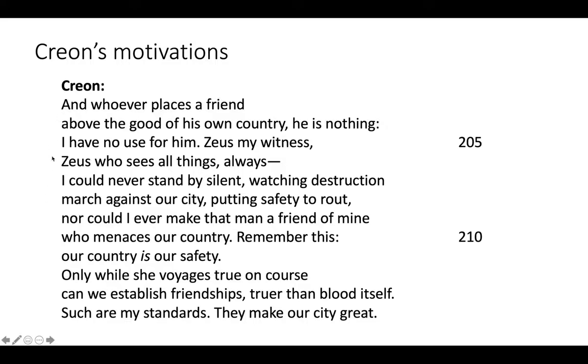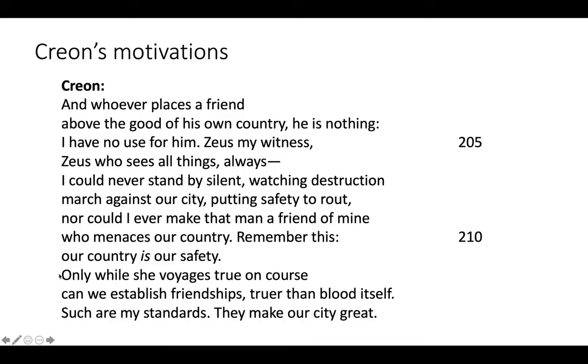So he's basically saying that the war that Polynices brought on the city was a menace. So he says he would never make a friend of mine who menaces our country. Polynices brought war onto Thebes. Therefore, he's placing other values above the good of his own country, so Creon is not going to do that. He's going to place his country over other concerns. Our country is our safety. So he's choosing peace, he's choosing safety, he's choosing his country.